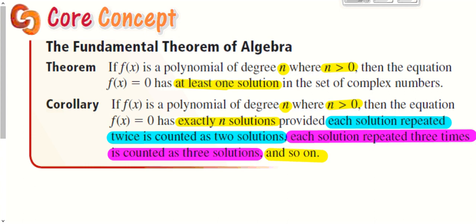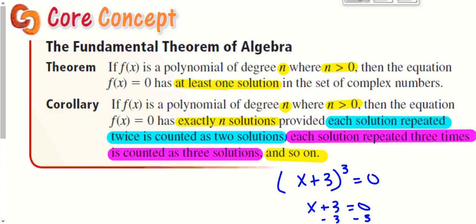So what that means is, and we'll look at it here in just a second with an example, it'll make more sense. But if you have something that looks like (x plus 3) cubed equals 0, well, you're first going to take the cube root of that and get x plus 3 equals 0, and then subtract 3 from both sides to get x equals negative 3. But since there was a cube here, that's happening 3 times. So that solution is repeated 3 times.